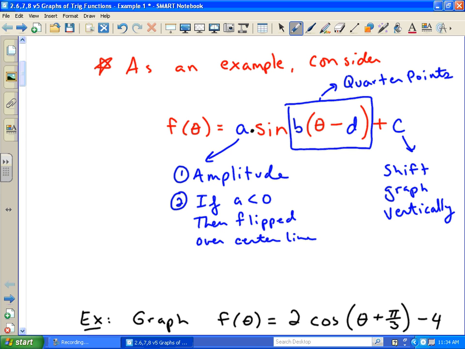Okay, but I've found that it's more convenient just to consider anything that's with the angle. In other words, the b is multiplied with the angle on the outside, and the d is subtracted from the angle on the inside. Those things that are with the angle affect your quarter points. But I'm not going to worry about how they affect it. In a little bit, when I figure out quarter points, everything will naturally fall into place without me having to really think too hard.